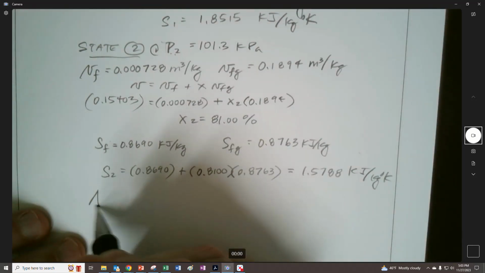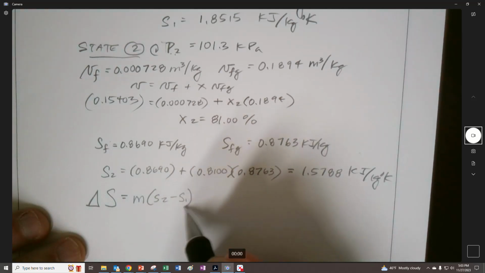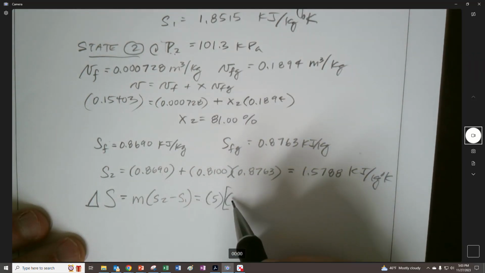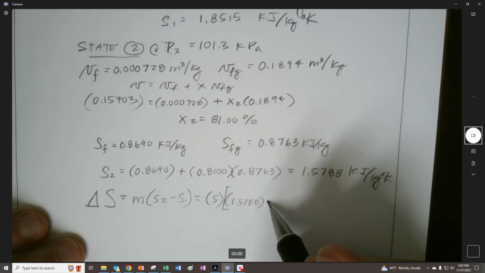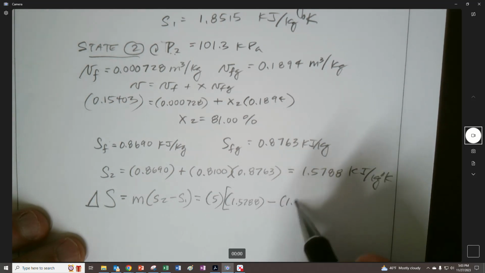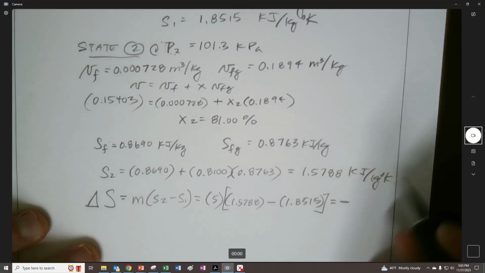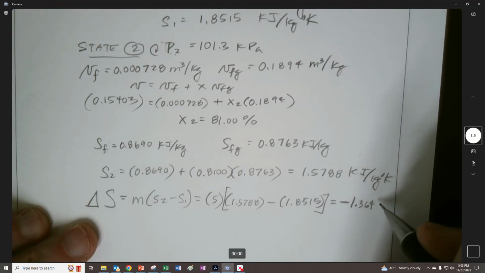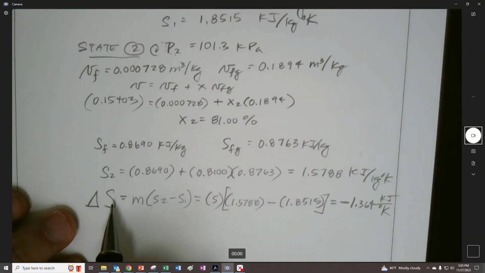So we can find out that delta S, big S, is M times S2 minus S1. They told us it was 5 kilograms. Our second state is 1.5788. Our initial state is 1.8515. So we're going to end up with a negative value of 1.364. And because it's a capital S, it's going to be kilojoules per degree Kelvin. Right? There's no kilograms in there. We already multiplied, right? So it's not small s.